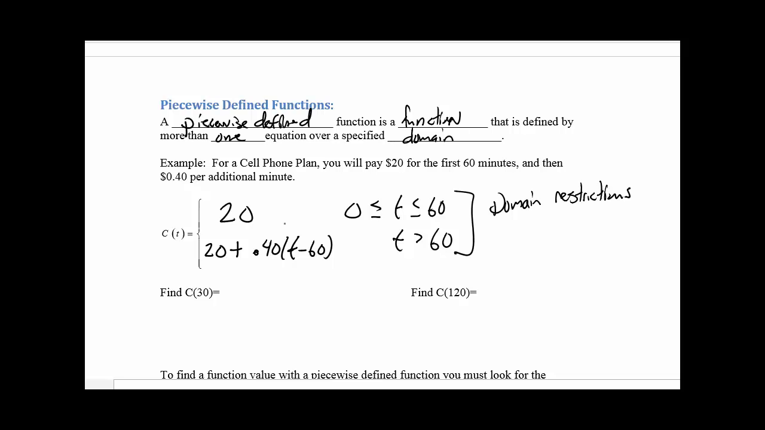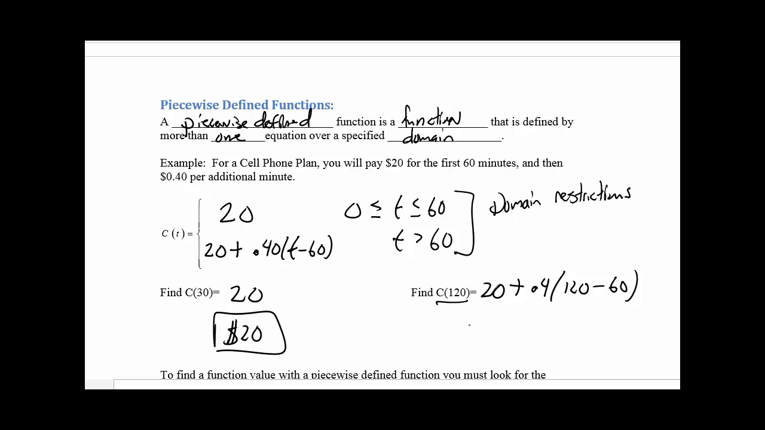Okay, so let's look at some values of this. So let's say I talk 30 minutes. How much is that going to cost me? Well, 30 is between the 0 and 60, so according to it, it's just 20. So that makes sense. It's just going to cost me 20 bucks, just my plan. Nothing special there. Well, what if I talk 120 minutes? 120 is more than 60, so that tells me to look at the bottom equation. So that's 20 plus 0.4 times 120 minus 60.